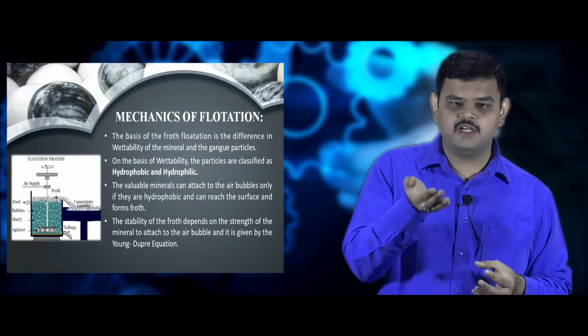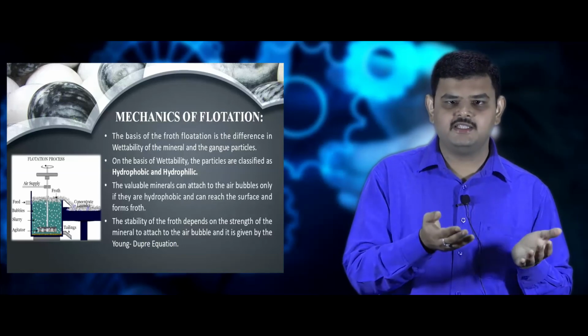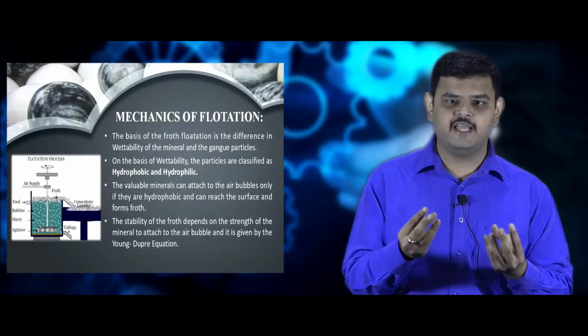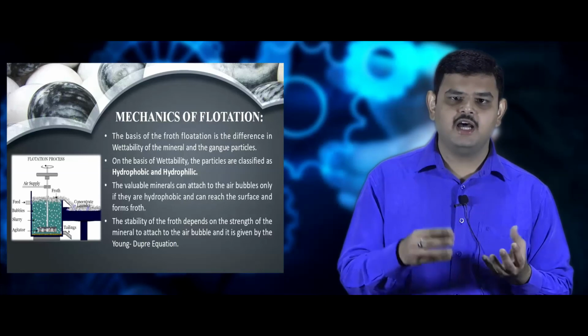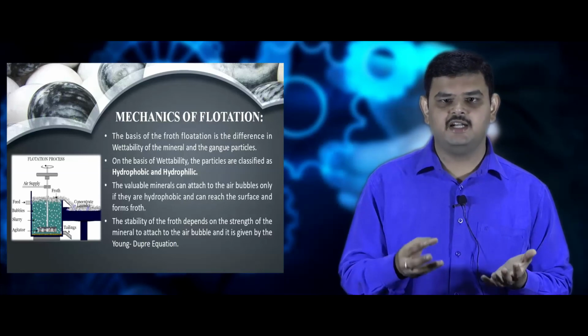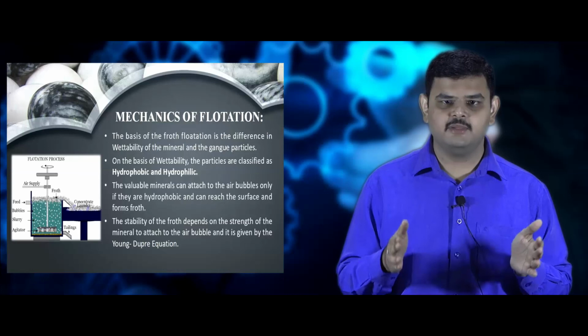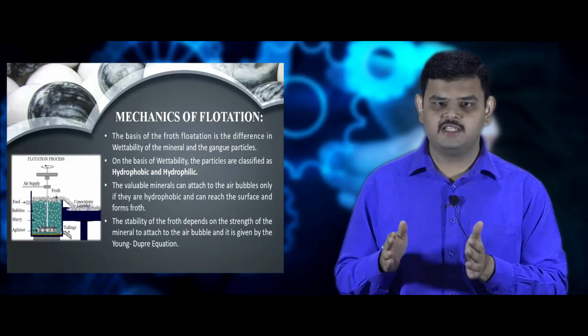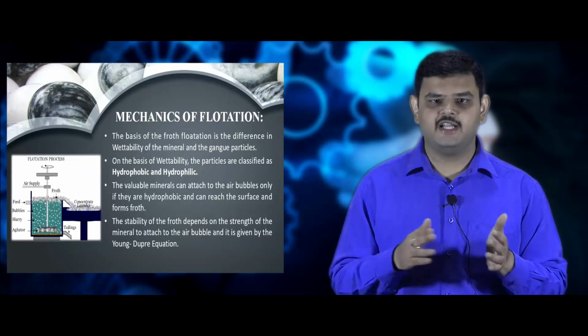The bubbles will move towards the surface and get collected in the concentrate launder. The other particles, which are gangue particles, will go down and settle as tailings, and they will be removed. So this is how the mechanism of froth flotation takes place, and we are able to extract the valuable polymetallic nodules.